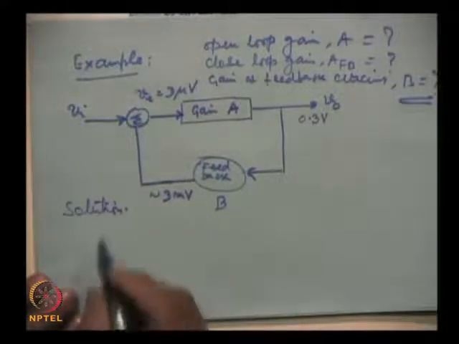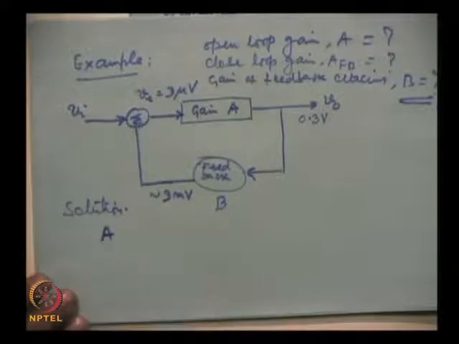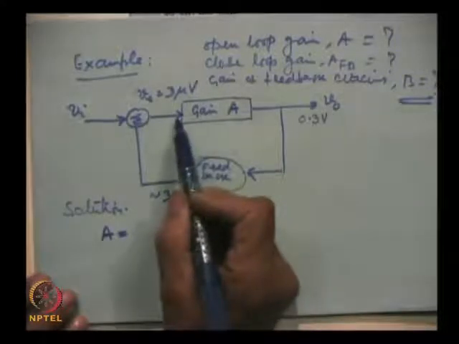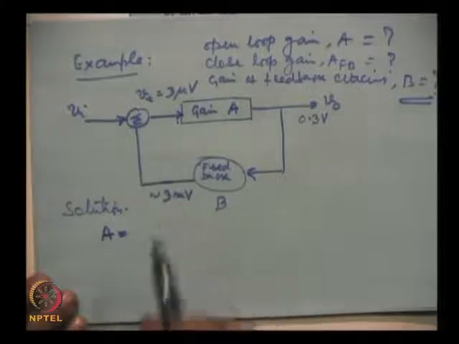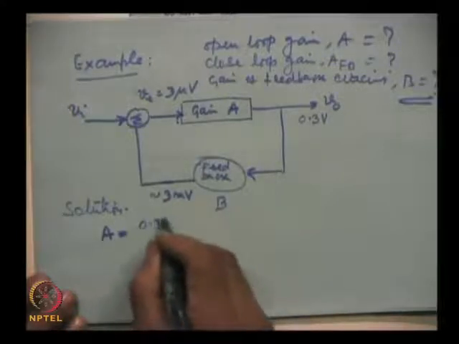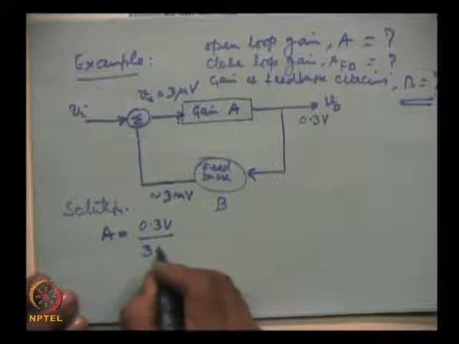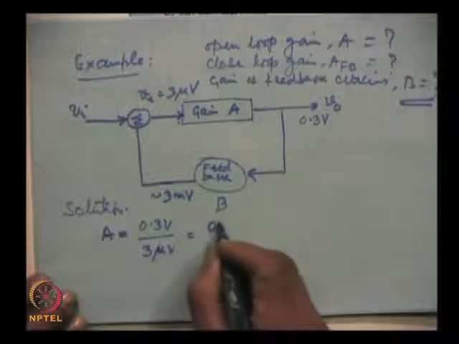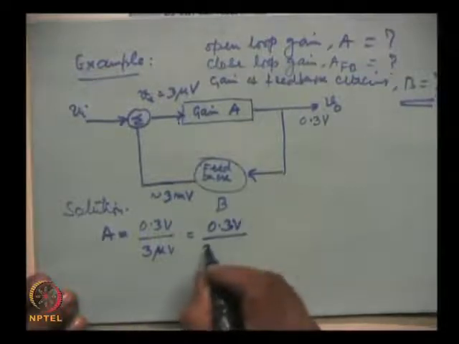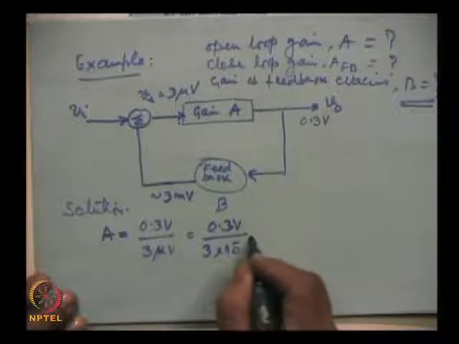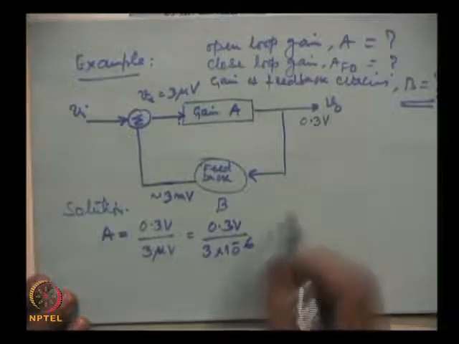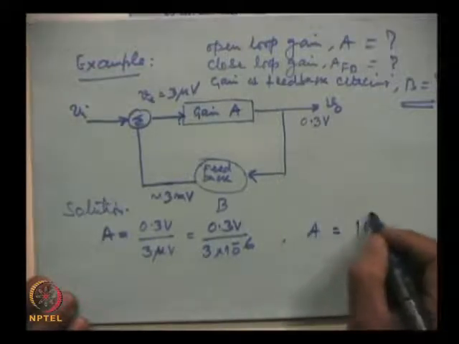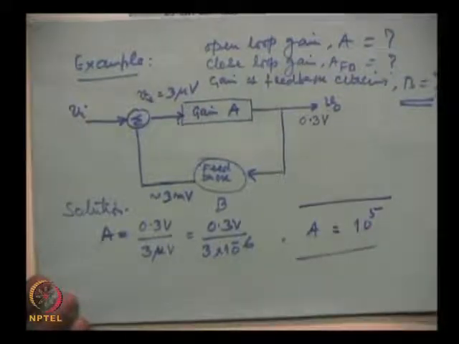First we can find out A, the open loop gain. Open loop gain is the output to the input of the amplifier, and the output is 0.3 volts divided by 3 microvolts. So, this is 0.3 volts divided by 3 into 10 to the power minus 6, and obviously gain A becomes equal to 10 to the power 5. 100,000 is the open loop gain.